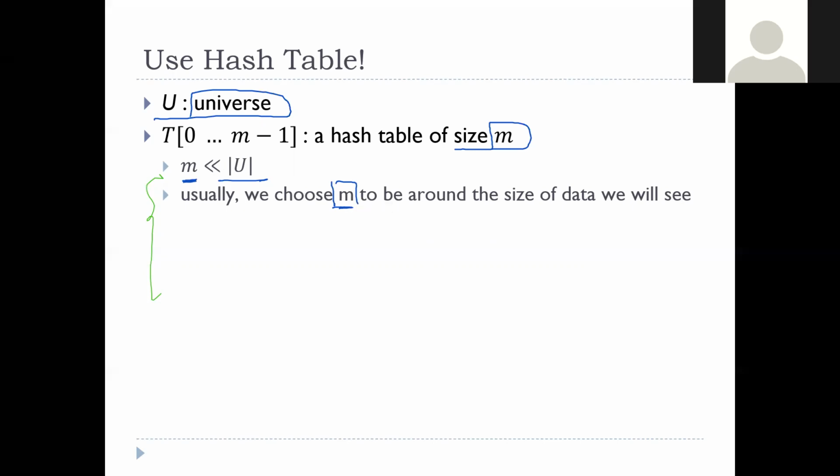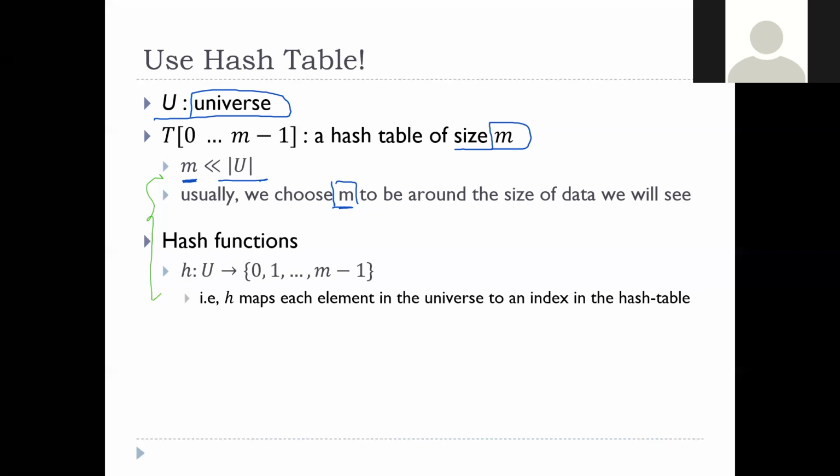All right. But how do I map from the universe to only this small hash table? I'm going to use a hash function. This hash function will map from the universe to one of the indices in this hash table. So for example, the hash function could map each word in English to a number from, say, 0 to 100. So that's what this hash function is doing.